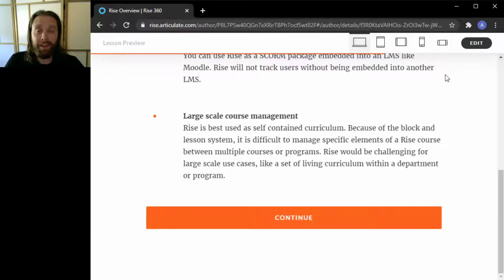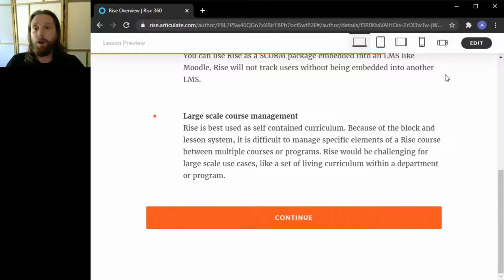Large-scale course management is not good in Rise. This is something that we ran into in WebSafe. If I wanted to duplicate blocks, those pieces inside of my lesson, between different courses, I'd have to take the whole lesson. If I have a complicated lesson and it's got, let's say, 15 or 20 elements, and there's 5 of them that I want that are scattered throughout the course, I can't just take those 5. I have to take the whole lesson and then delete the pieces that I don't want.